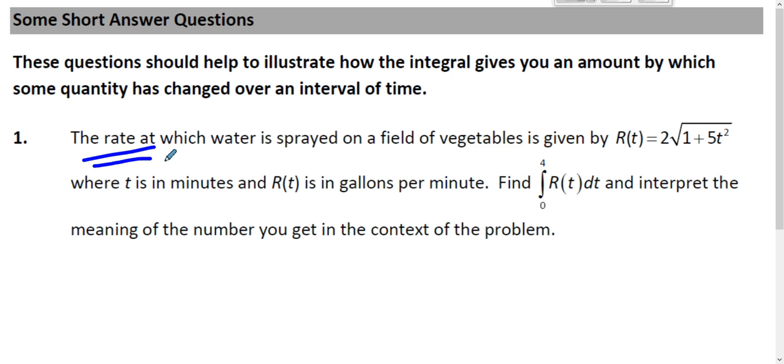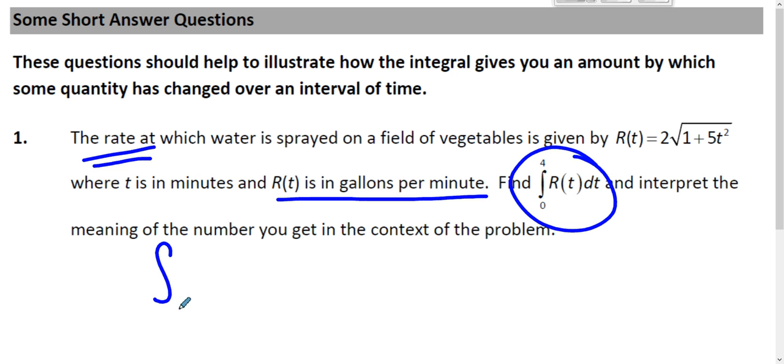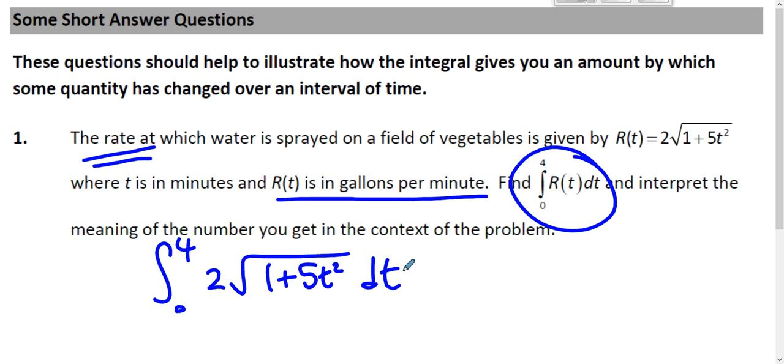So you're given a question about a rate. This is a rate. It's in gallons per minute. And then here we explicitly ask you to find the integral from 0 to 4. So how do you find that integral from 0 to 4? I don't know a way to do it except to use your calculator.